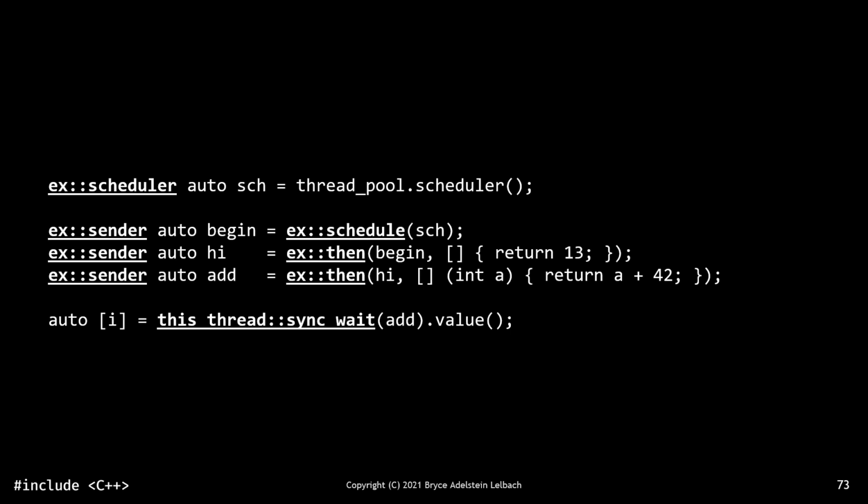Let's look at a simple example. First, we need to get a scheduler from somewhere, from a thread pool, a tasking system, a GPU driver, etc. To start a chain of work on the scheduler, we call schedule, which returns a sender. That sender will complete on the execution context associated with the scheduler. Next, we use a sender algorithm, then, to compose work onto the sender that we got from the scheduler. This work will be performed on that same execution context. The sender algorithm will return a new sender, which we can use to add more work onto the chain. Finally, we wait until the chain of work has completed using sync wait, which will return the value sent by the final sender in the chain.